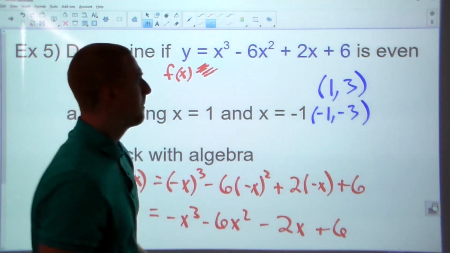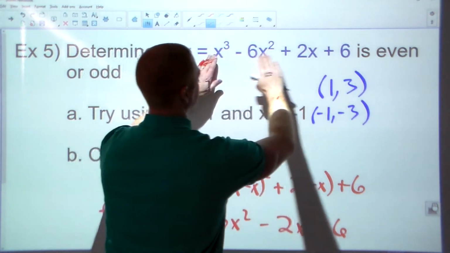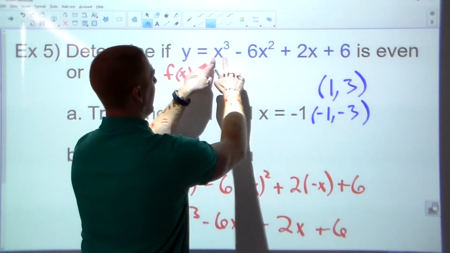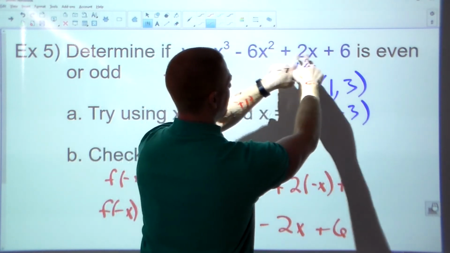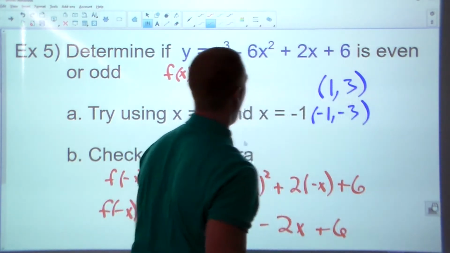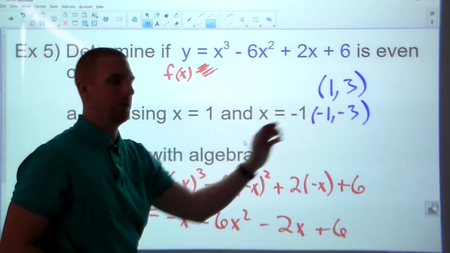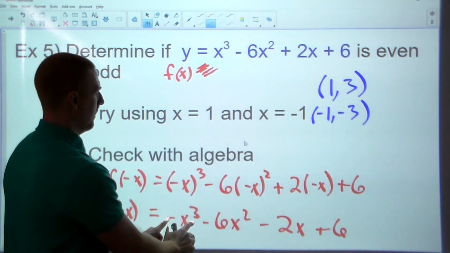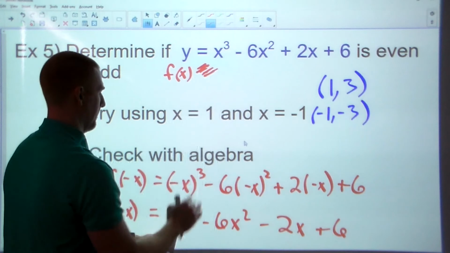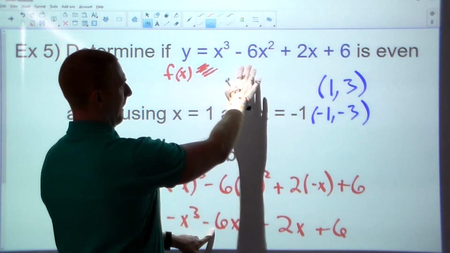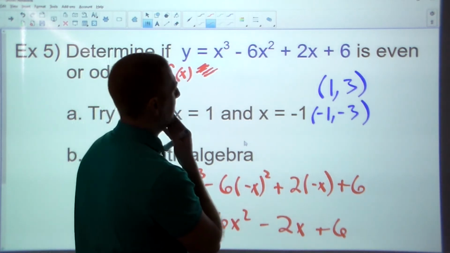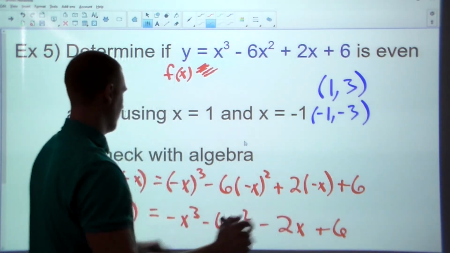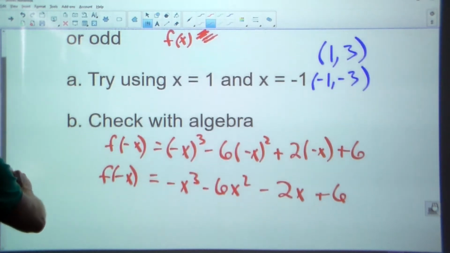If it is odd, we're expecting to see the opposite of all of this. So negative x cubed plus 6x squared minus 2x minus 6. All the signs would change if it's an odd function. So let's kind of see if that's what's going on. So far, so good. Negative x cubed, that's the opposite. Well, if it was going to be odd, I would expect this to be positive 6x squared. And that didn't happen. So we're done at that point. We know this is a neither.